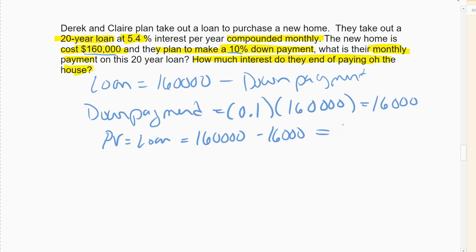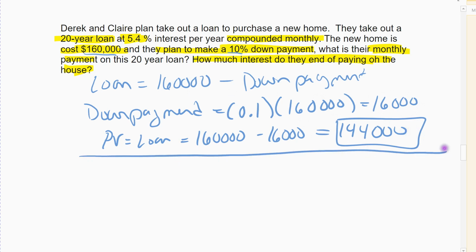And so they're only going to borrow the rest, which comes out to be $144,000. Double check my mental math there, just to make sure I did the right value. Yeah. All right. So the loan amount, this is how much they're actually borrowing. This was their loan for the rest of it. They made a down payment of $16,000, which was 10% of the value of the house. And so that's the present value. So that's step 1, figuring out what the down payment is.